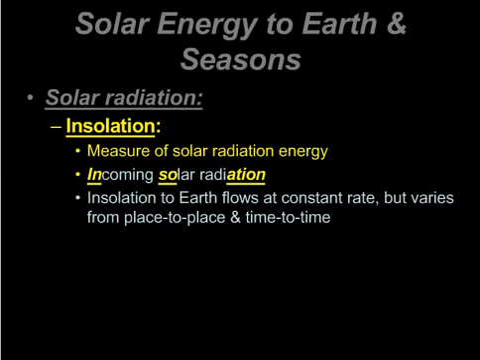Here we have the key term, insolation. And so insolation comes from incoming solar radiation. It's the way we measure the amount of solar radiation energy that is found at a given place. And so the insolation from the sun to the earth flows at a constant rate. However, like I said before, it varies from place to place, but also from time to time.